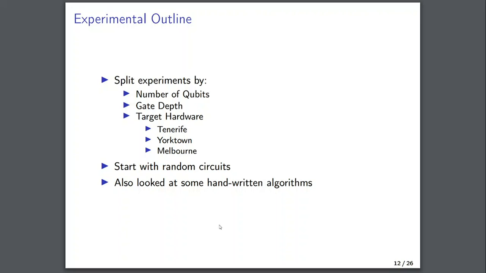And then finally, we split into three hardwares we had available. These are all IBM Q machines. They're named after the location they're in. Tenerife and Yorktown are both 5 qubit, while Melbourne is 14. Tenerife also has more uniform error and more connections than Yorktown. So we expect it to be harder to build programs on Yorktown than we do on Tenerife. We started with random circuits, but we also looked at compiling some handwritten algorithms to make sure that our process functioned correctly.